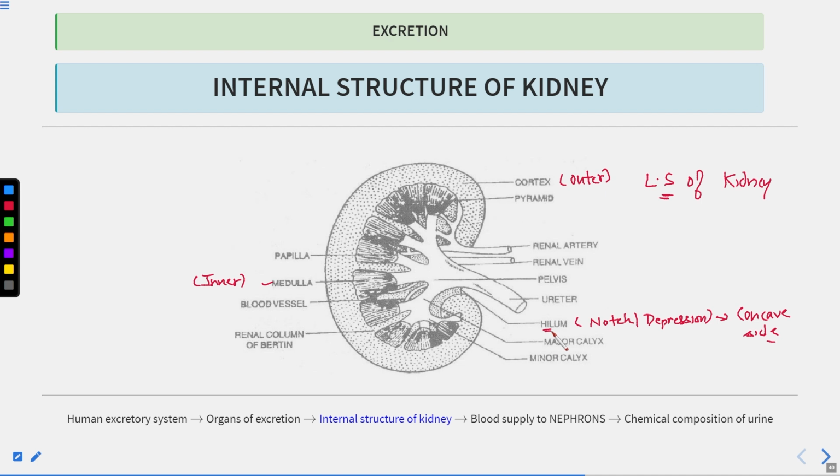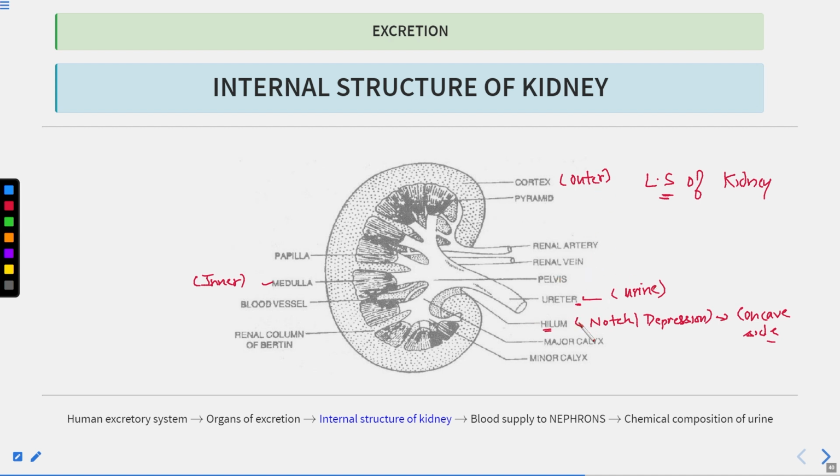Now, we have already discussed what happens at the hilum. First, the ureter arises from this hilum, and the ureters carry the urine that is formed from the nephrons. All this urine is collected in the ureter. The ureter is further connected to the urinary bladder, and then urine is discharged out of the body through the opening known as the urethra.